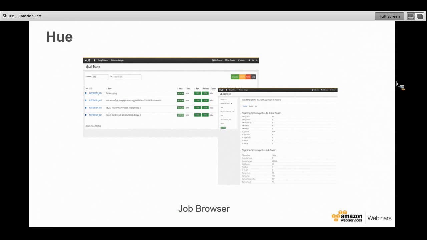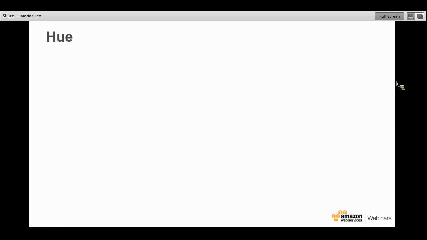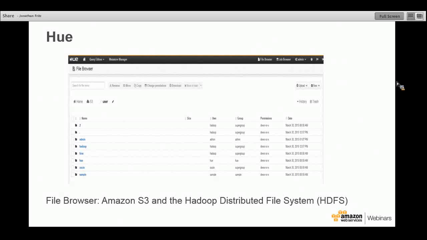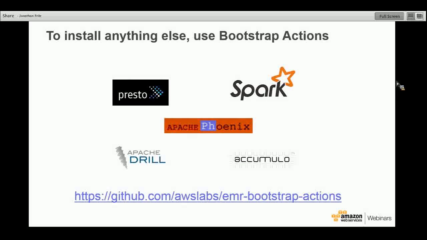Here's a quick screen of the job browser. We'll go through that in a minute. So we have several applications that you can launch natively, and literally it's as easy as just clicking on it in the console or specifying it from the command line to trigger EMR to install.